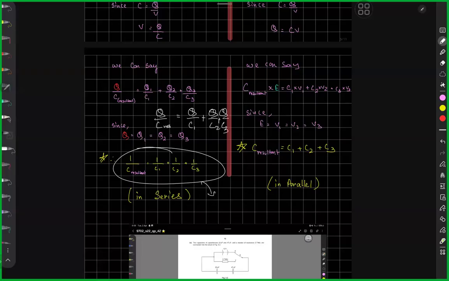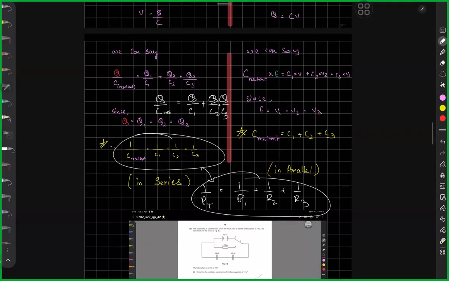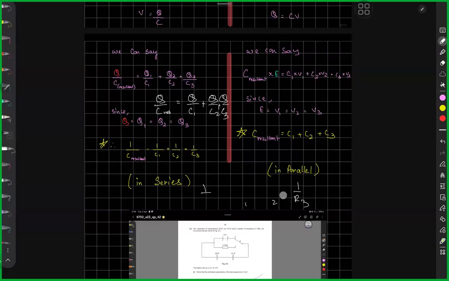And can you relate this to this formula? Basically, it is very similar to having resistors in parallel. So the net resistance of resistors in parallel is related by this equation. Okay. So it's very similar to that. So when you have capacitors in series, this is how you add the capacitance up.